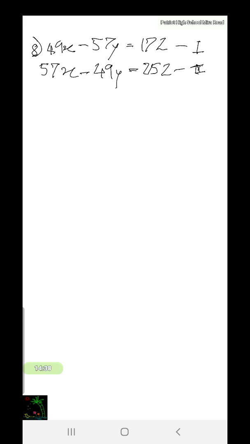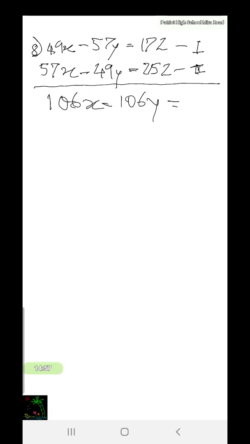Example 8. 49x minus 57y is equal to 172. 57x minus 49y is equal to 252. Adding the two equations, we have 106x minus 106y is equal to 424. Dividing throughout by 106, we have x minus y is equal to 4. This is our third equation.